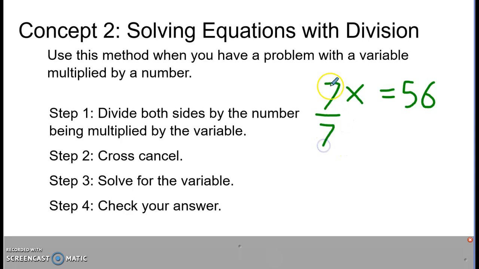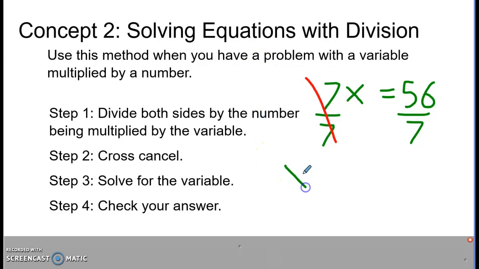Okay? Divide by the same number, and whatever you do to one side, you do to both sides. The next step is going to be to cancel, and that's really the goal of both this and the last concept. All right, we're trying to get rid of whatever is interacting with our variable so that we can isolate it. Okay, so our goal is to cancel.